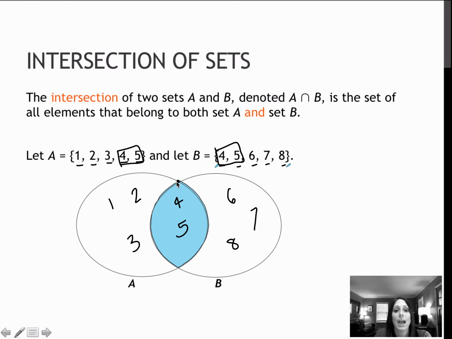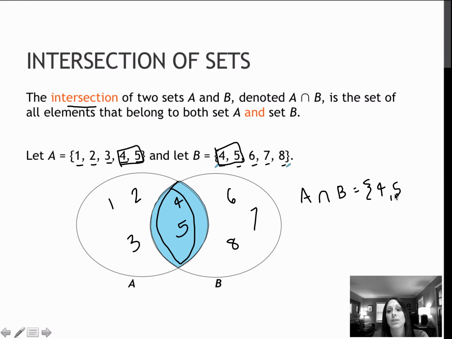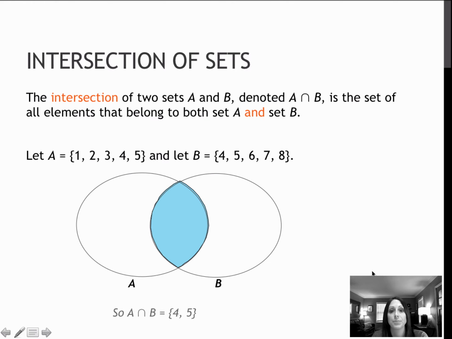So this is a Venn diagram that shows all of the elements in set A and in set B, and this middle section that I have colored blue is the intersection of the two sets. So it's all of the elements that the two have in common. So we would say A intersect B equals the set of numbers that include 4 and 5. So the set of 4 and 5 is the intersection of the two sets.